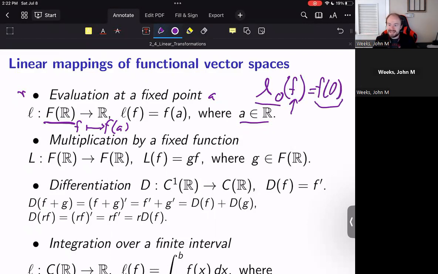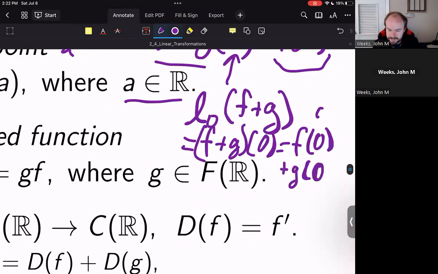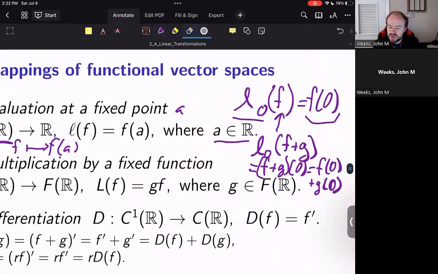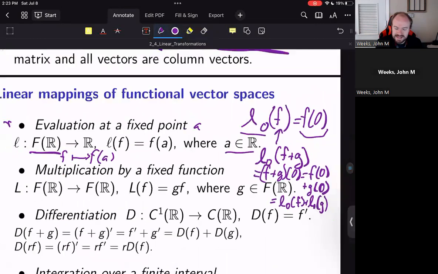We can go through and check again to see that this is indeed a linear functional. For example, when I plug in f plus g for two real valued functions, and plug in 0, how do I define f plus g? In this case, it's just going to be f of 0 plus g of 0. And what's that equal to? That's L0 of f plus L0 of g. And that's exactly what it means to preserve addition. The same thing happens when we try scalar multiplication times a function. So we get some very nice examples there.